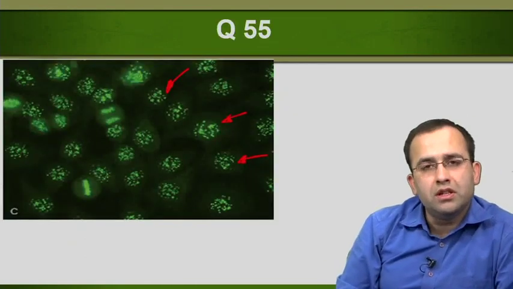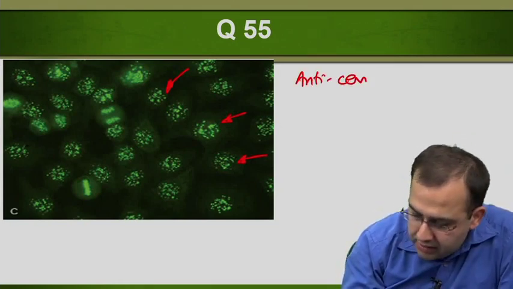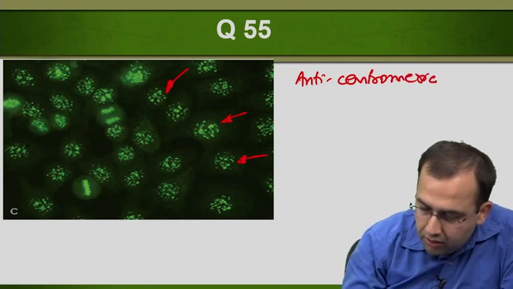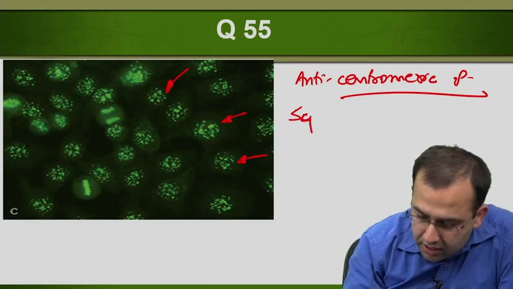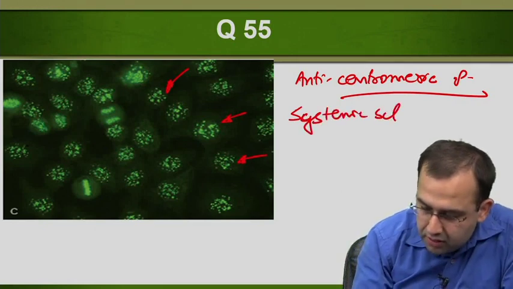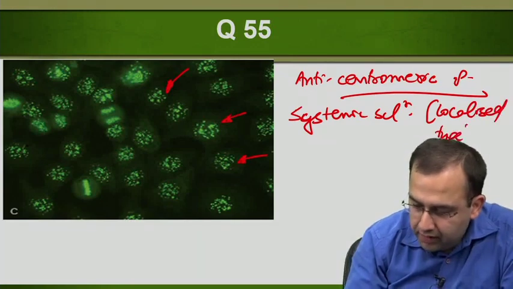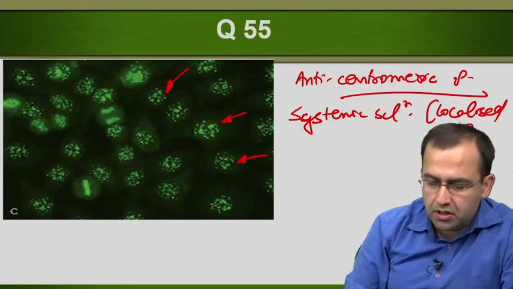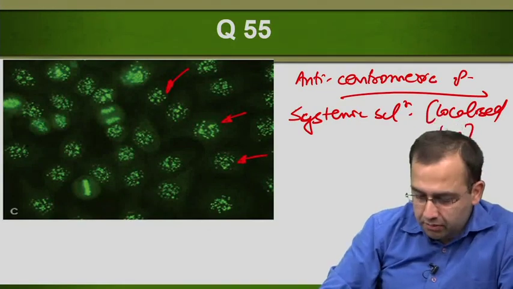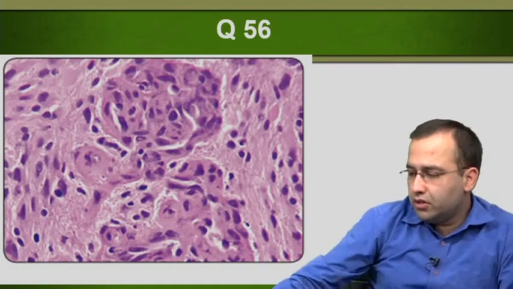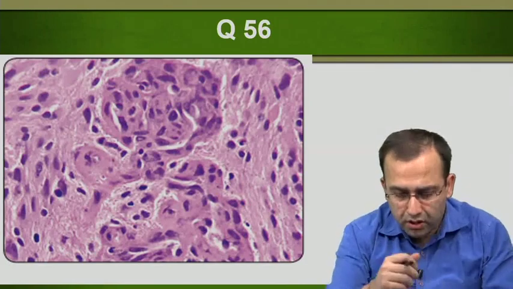Question 55, which disease? This is the anti-centromeric pattern. You are able to see the presence of antibodies against individual centromeres, associated with systemic sclerosis, localized type. Anti-centromeric pattern, localized type. Next, question 56, diagnosis.